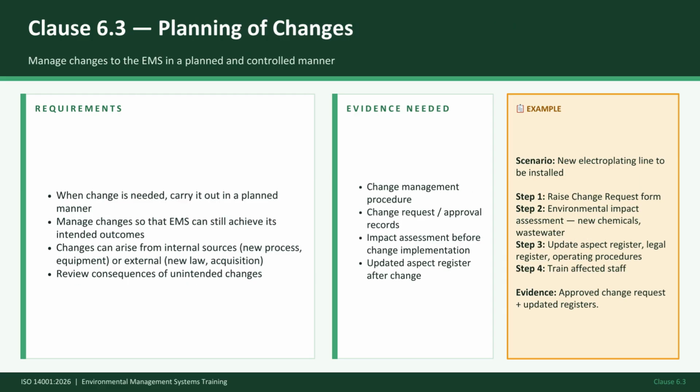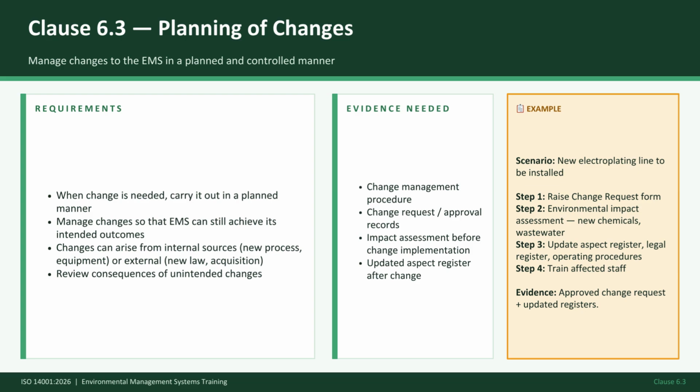Clause 6.3 is new in ISO 14001:2026. It requires that whenever you make significant changes to a process, equipment, the scope, a product line, you manage that change in a planned, controlled way. Why does this matter for the EMS? Because uncontrolled changes often introduce new environmental aspects that nobody assessed. A new production line might generate a new chemical waste stream. A new supplier might use packaging materials you cannot recycle.